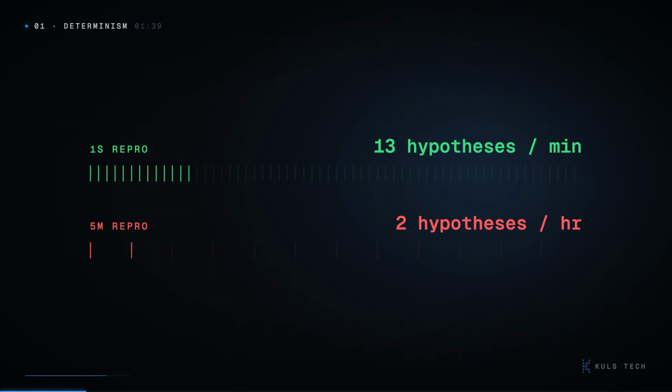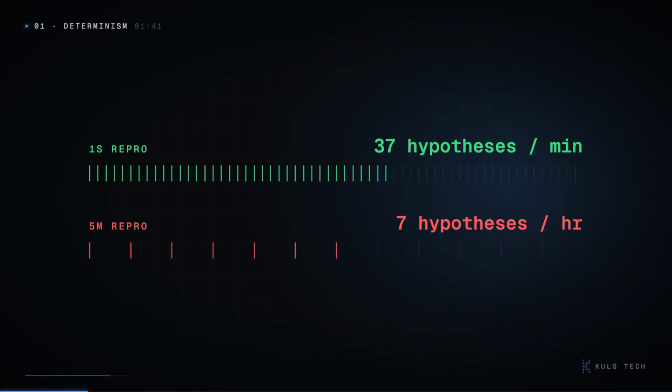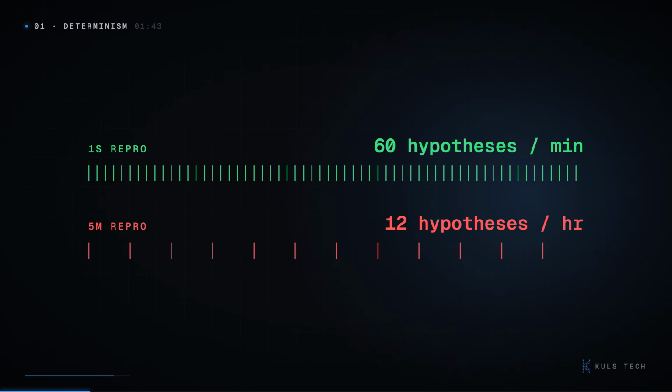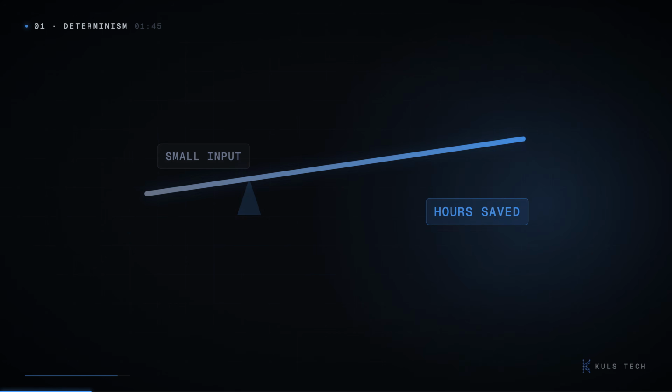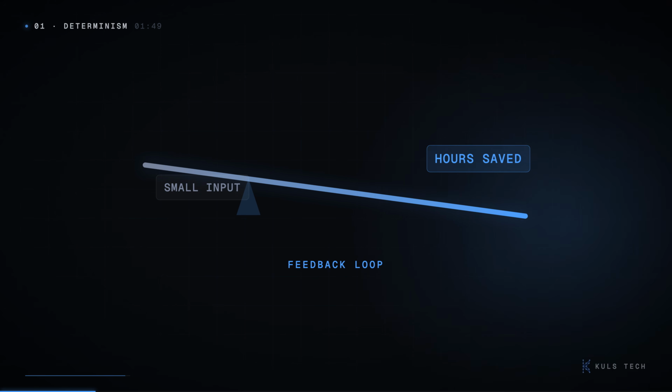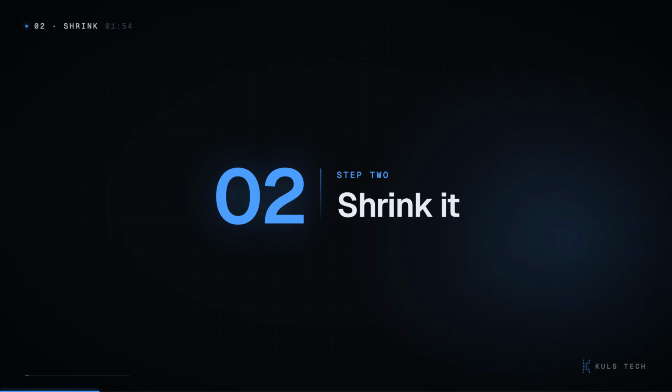A 1-second reproduction lets you test 60 hypotheses a minute. A 5-minute one gets you 12 an hour. Shortening your feedback loop is the highest leverage move of the session, and it always feels like avoiding the real work.